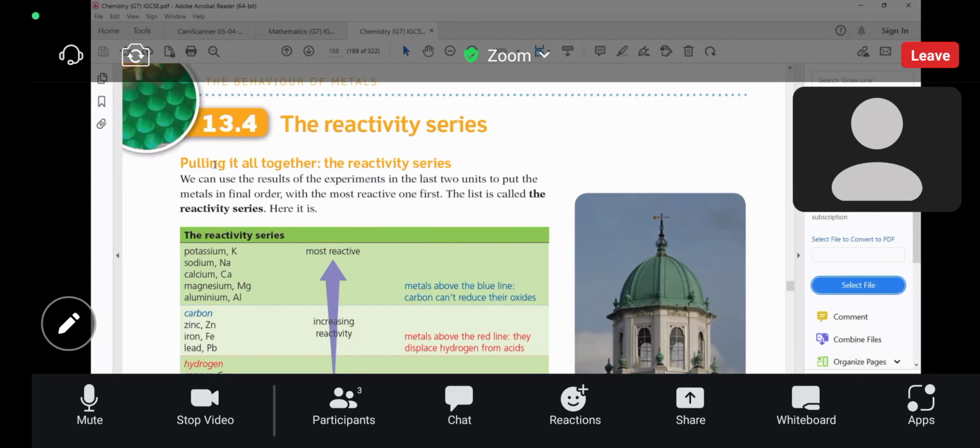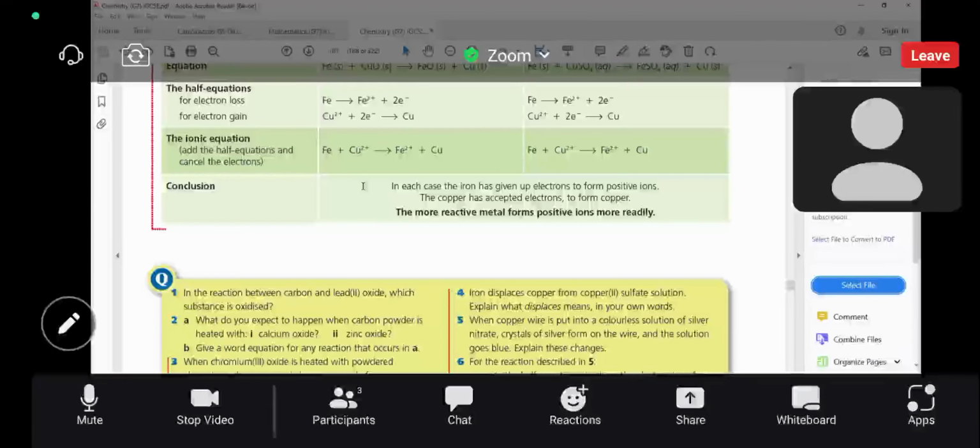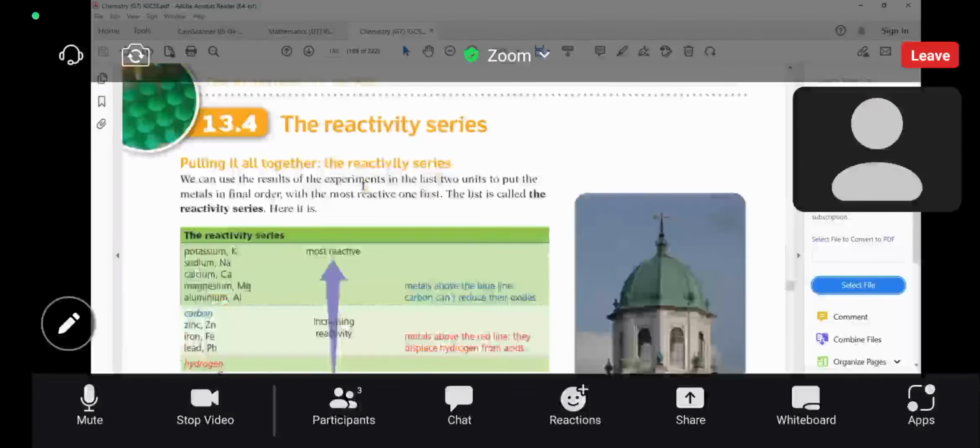So pulling it all together, the reactivity series. We can use the results of the experiments. We would have already done some experiments. This is the last chapter.